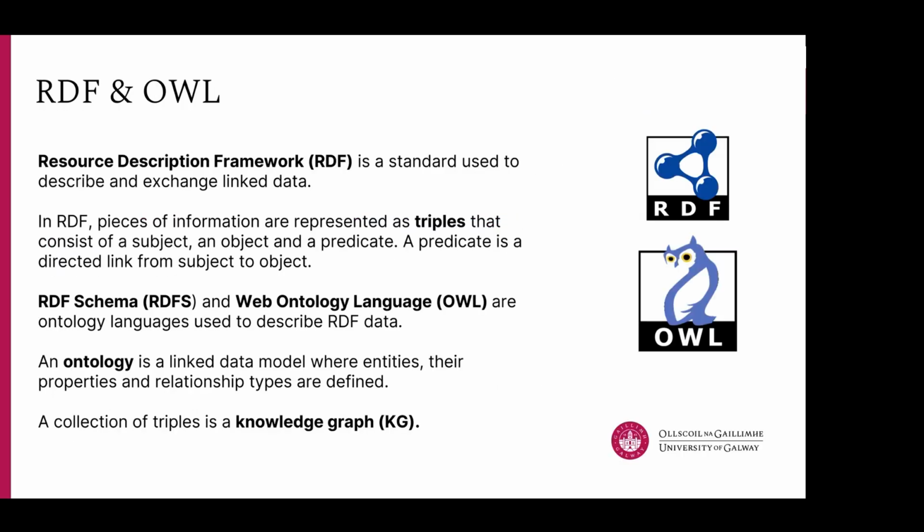Now, more acronyms. So RDF was mentioned before. RDF stands for Resource Description Framework, and it is a standard by W3C, and it is used to describe and exchange linked data. In RDF, pieces of information or RDF statements are represented as triples, and these triples consist of a subject, an object, and a predicate. A predicate is a directed link from a subject to object that defines their relationship. We'll see an example in the next slide.